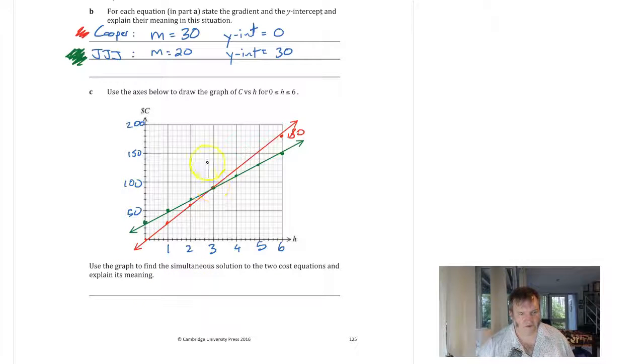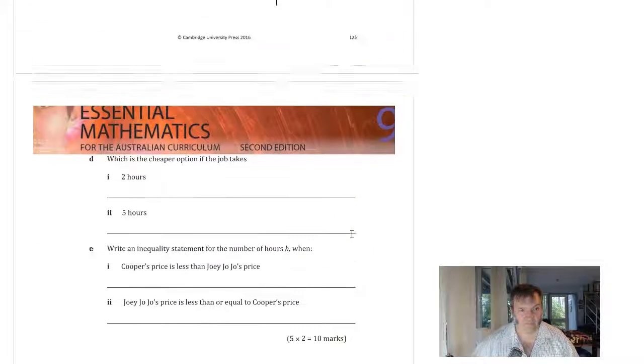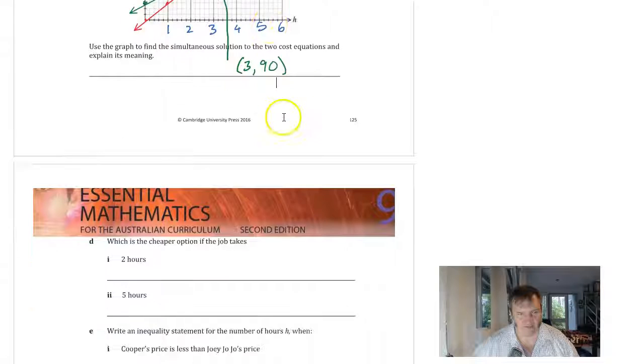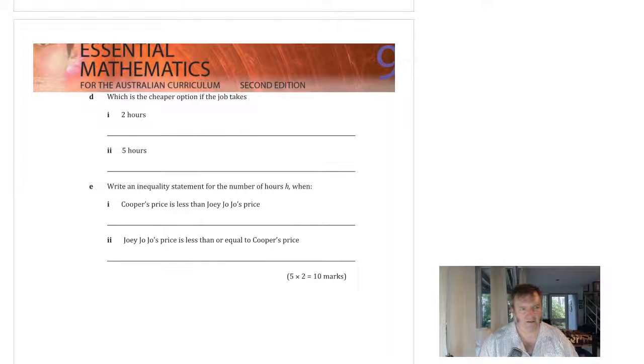So use the graph to find the simultaneous solution. So where do they cross over? Well, it's 3 hours, and the cost would be $90. And that's easy enough to do. Which is the cheaper job if he takes 2 hours? Well, 2 hours, the red line's cheaper. So that's just going to be when Cooper is doing the work.